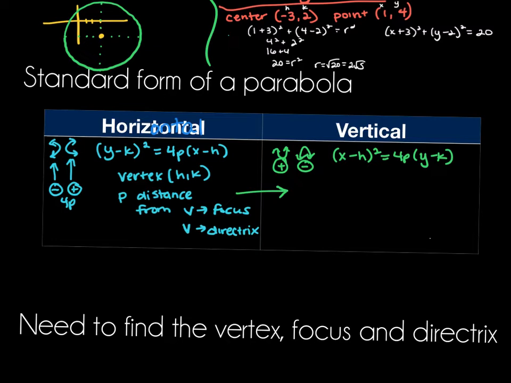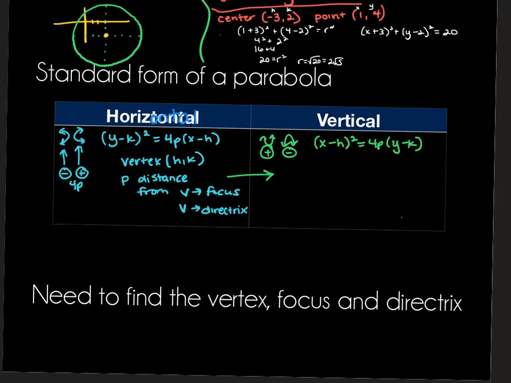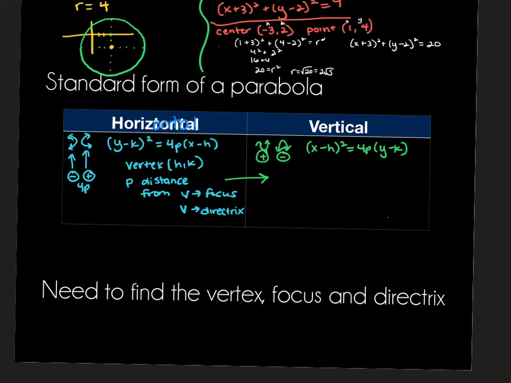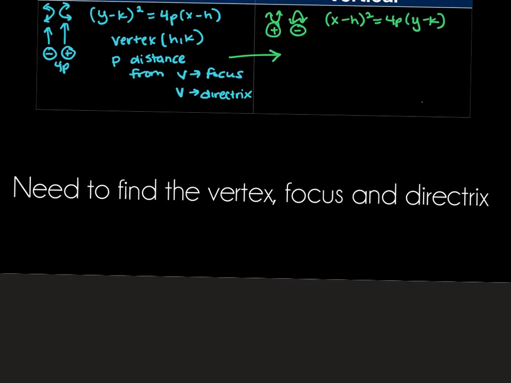So again, like the circles, there's kind of 2 different ways to see this. One is you're going to get given the equation, and you've got to find the vertex, focus, and directrix, or they'll give you the vertex, focus, directrix, 2 of those 3, and you'd have to find the equation. So let's start with the first example where you have to find the vertex, the focus, and the directrix.